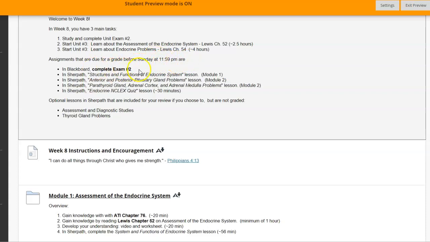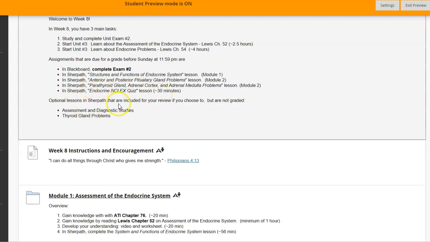You will complete Exam 2. You will complete SurePath, actually 4 assignments. 3 of them are lessons, and 1 is an NCLEX quiz. So the first lesson is structures and functions of the endocrine system, and that's in Module 1. The second lesson is anterior and posterior pituitary gland problems, and that's in Module 2. The third lesson is parathyroid gland, adrenal cortex, and adrenal medulla problems, and that's also a lesson in Module 2. And then you will complete SurePath, the endocrine NCLEX quiz lesson.